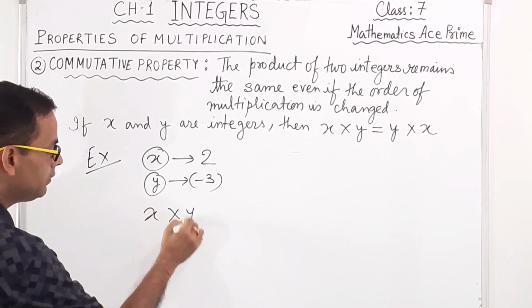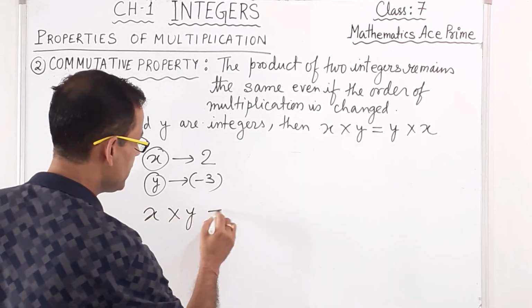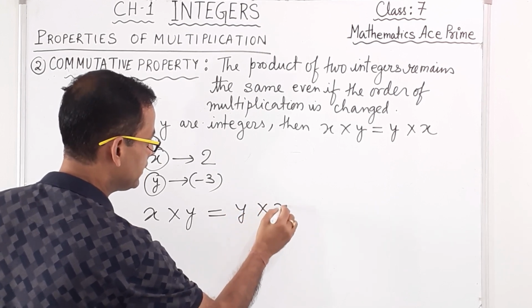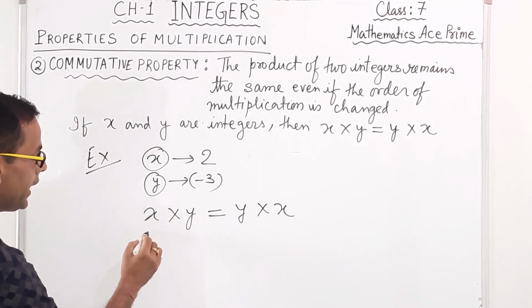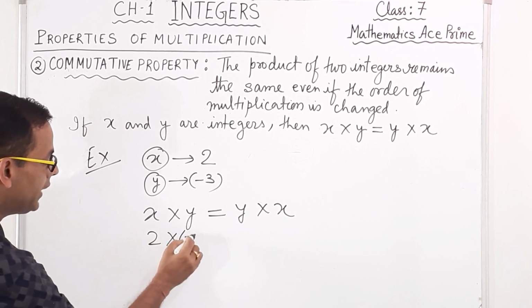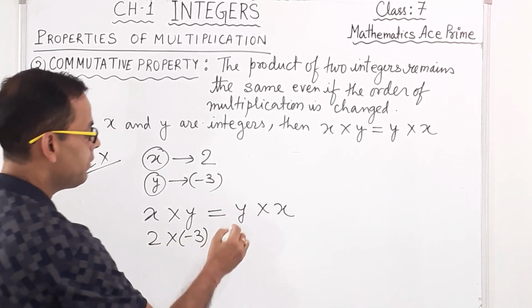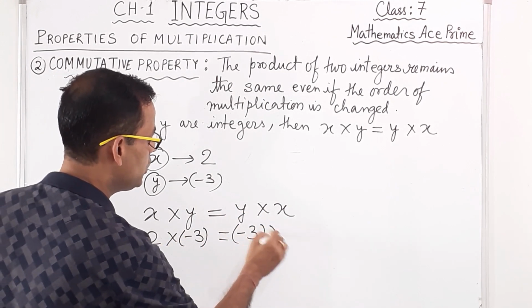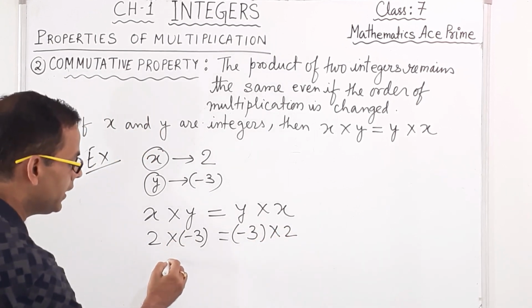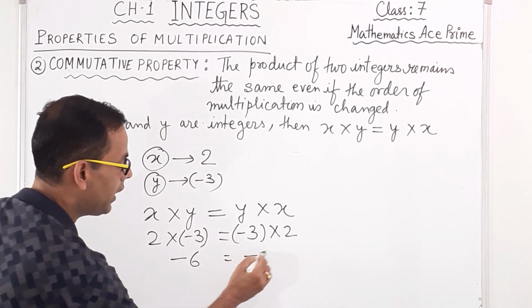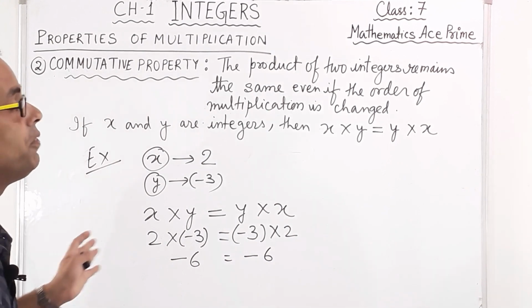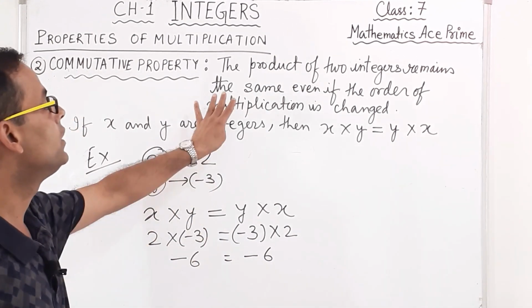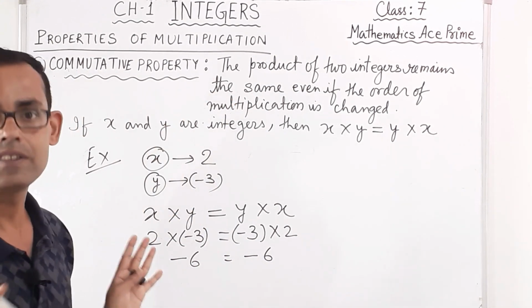Okay, so if I multiply this, it will be x into y, and it is equal to y into x. So let us see. x into y, x is 2 into minus 3, and this side if I multiply, minus 3 into 2. So what is coming here? Minus 6. This side also minus 6. So if you change the order also, the product will be the same.